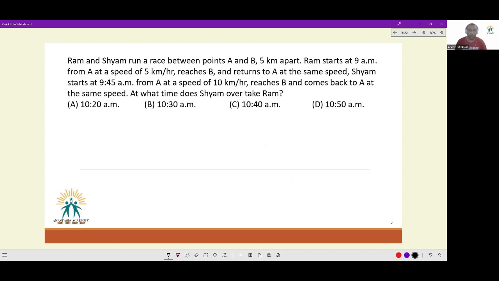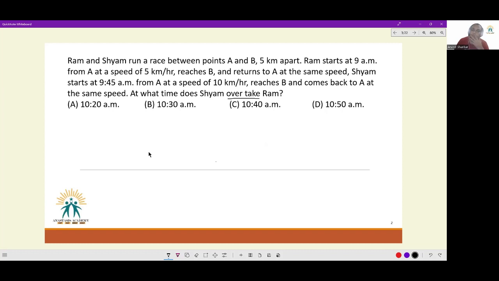Okay. Next question. Ram and Shyam run a race between points A and B 5 kilometers apart. Ram starts at 9 a.m. from A at a speed of 5 kilometers per hour, reaches B and returns to A at the same speed. Shyam starts at 9:45 a.m. from A at a speed of 10 kilometers per hour, reaches B and back to A at the same speed. At what time does Shyam overtake Ram?